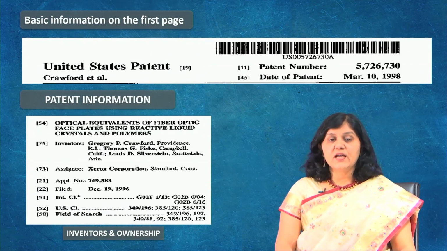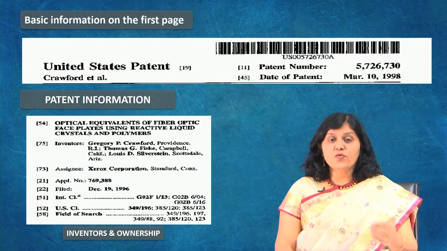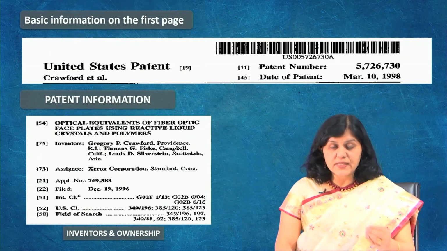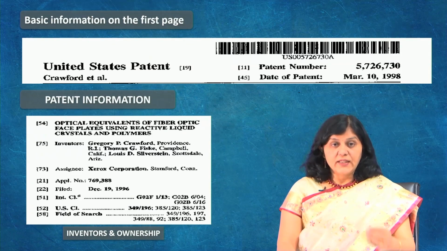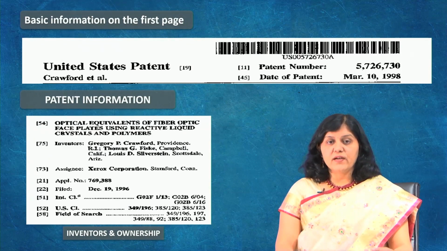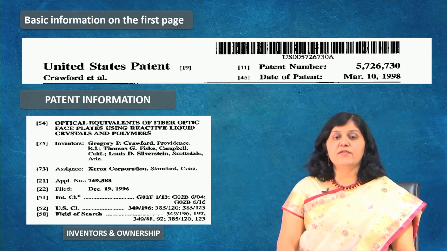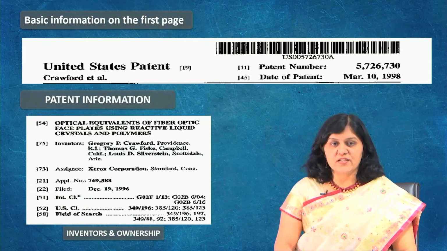What does it say? What is the title of the invention? Then who are the inventors? Who is the assignee? On which date the patent is filed? Which is the IPC class related to this patent? So, the title of the invention is optical equivalents of fiber optic phase plates using reactive liquid crystals and polymers. So, this is the title of the invention.